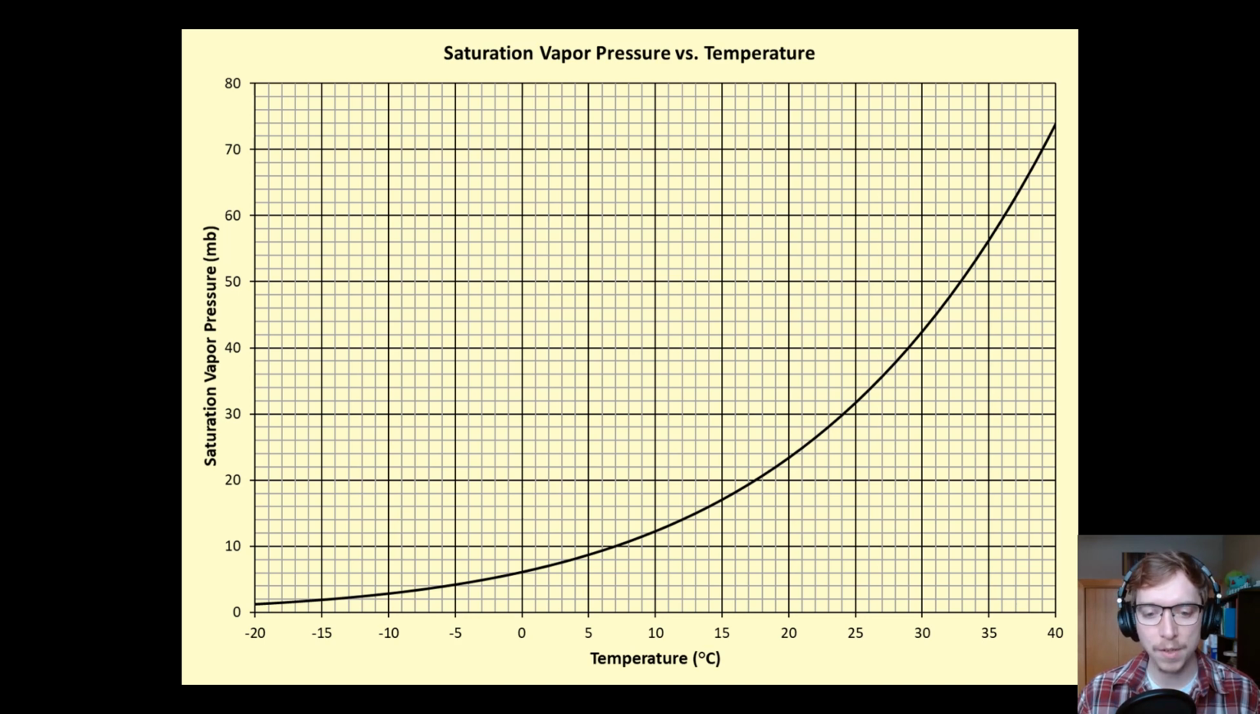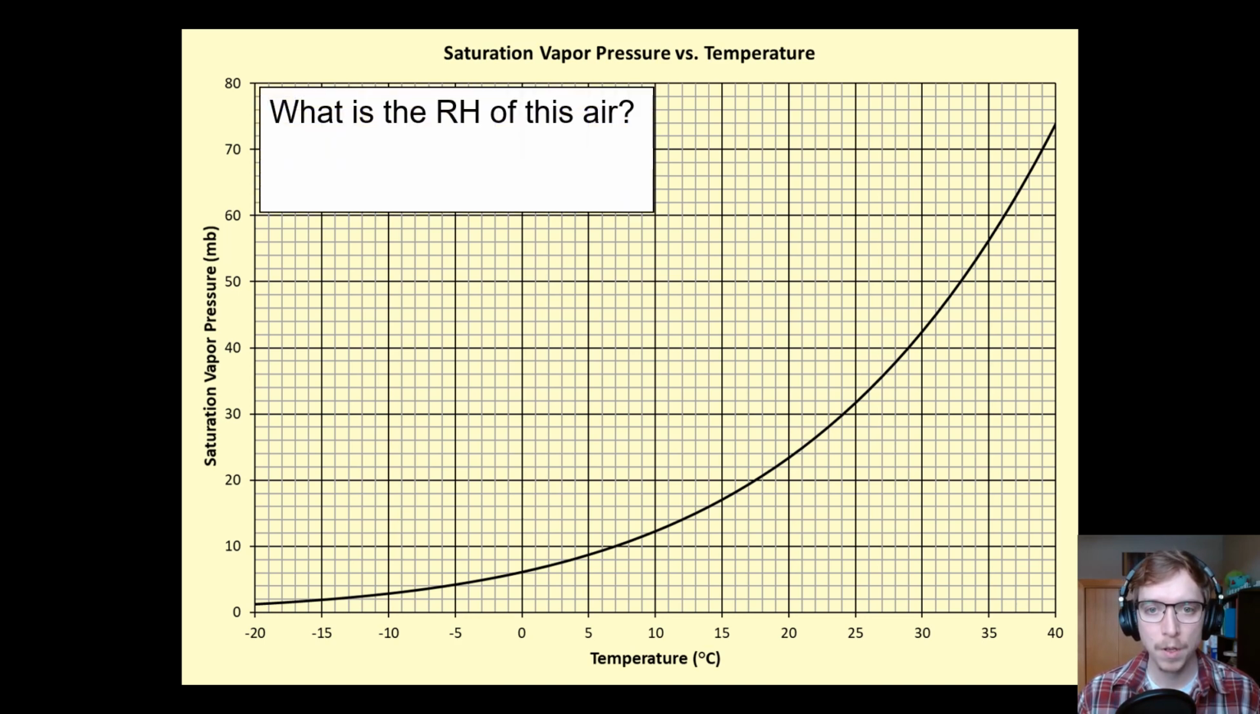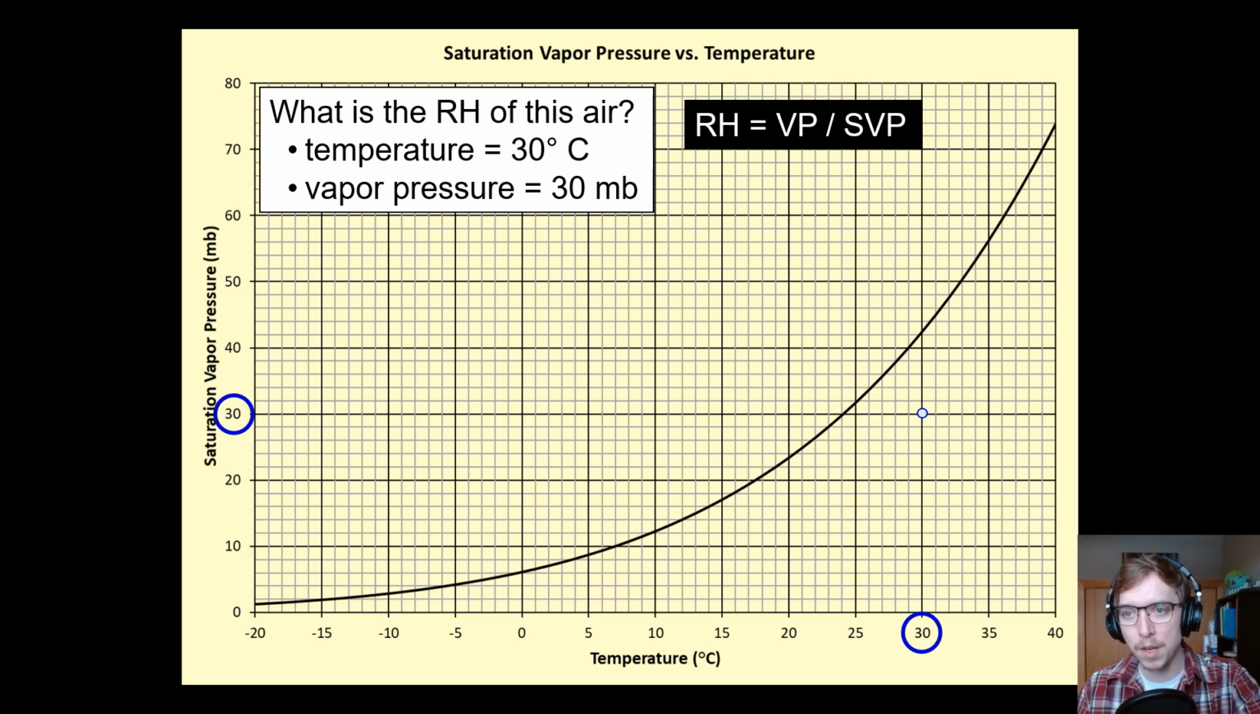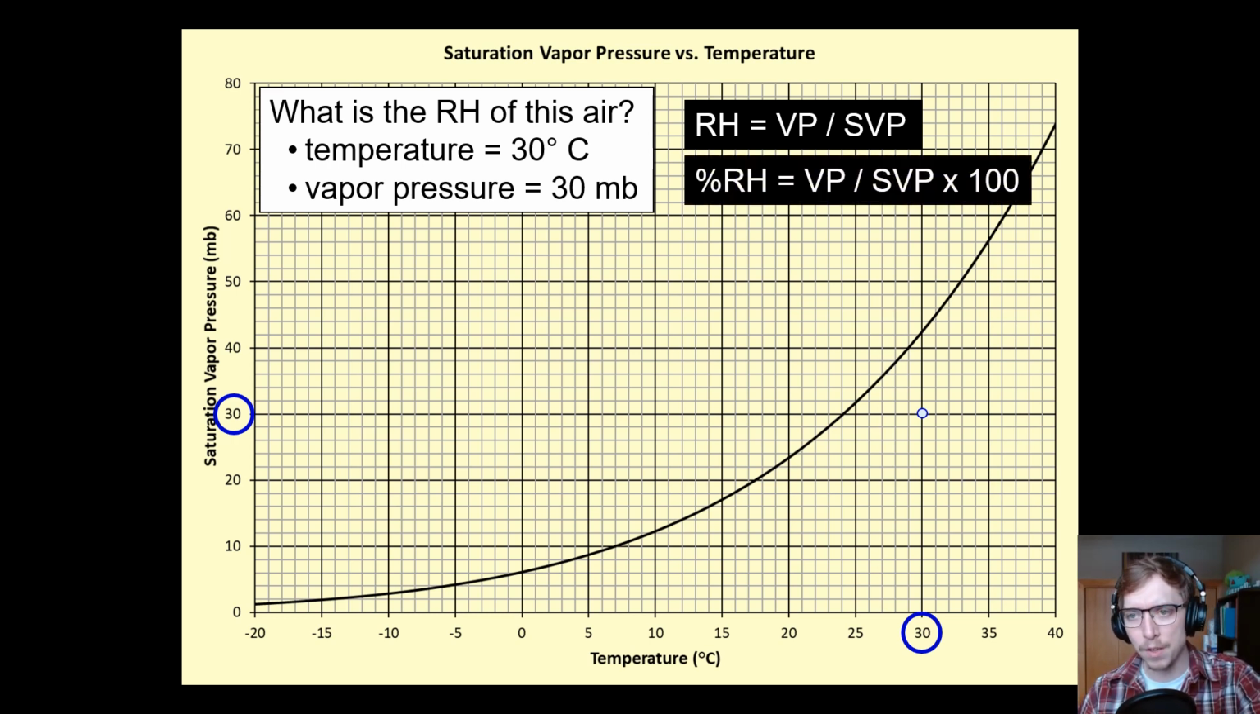So let's have a nice little example here. What's the relative humidity when temperature is equal to 30 degrees and your vapor pressure is equal to 30 millibars? Recall, relative humidity is just vapor pressure divided by your saturation vapor pressure. To get the percent humidity, just multiply that up by 100.